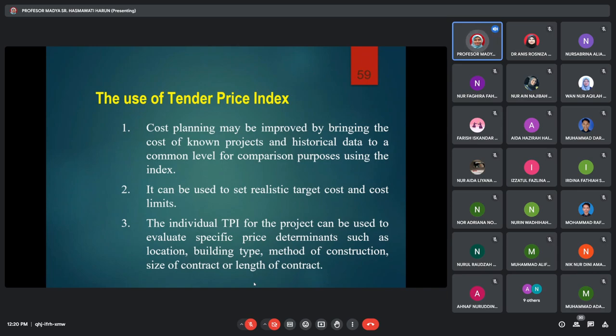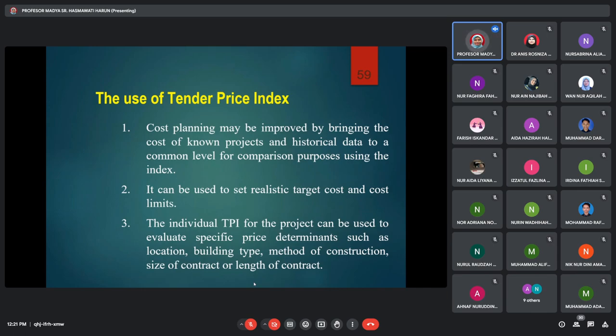Okay, and I can compare which one is cheaper, which one is more expensive at the current time. If you bring the 2020 price to the current year 2024, you can use that as a comparison. It can be used to set a realistic cost target and cost limit. Definitely. If you want to build a building and you want to have a cost limit for every element, for example, element substructure, superstructure, you use TPI or location indices to forecast whether the building represents the current prices.